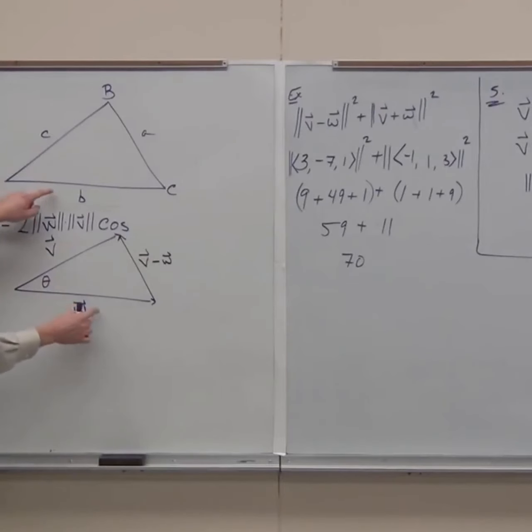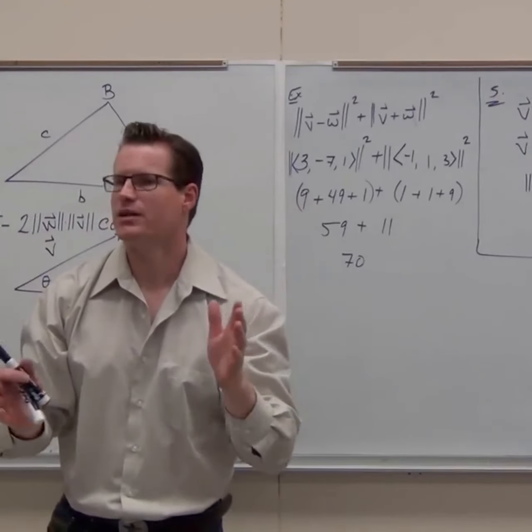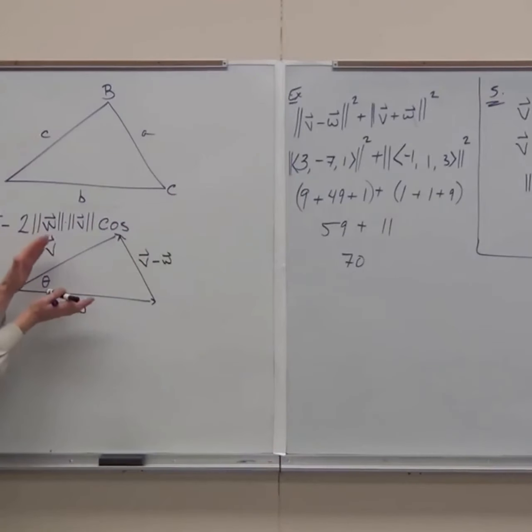The B is the W part. This is the length. It's the length of W squared, plus the length of V squared, minus, and this is the weird part, 2 times the length of W times the length of V times the cosine. This is how I want you to think about it. Not cosine of theta, whatever theta is. It's the cosine of the angle between whatever those two vectors are.